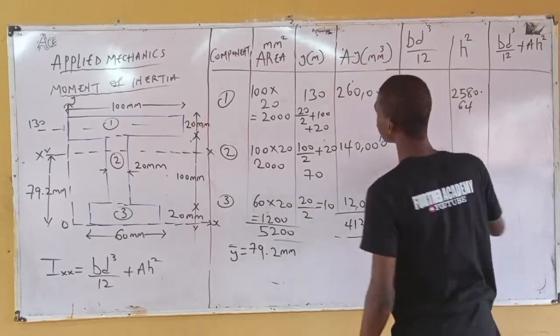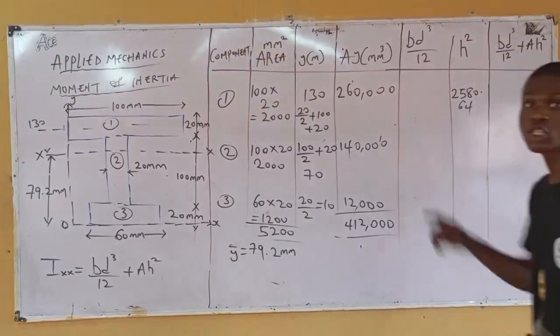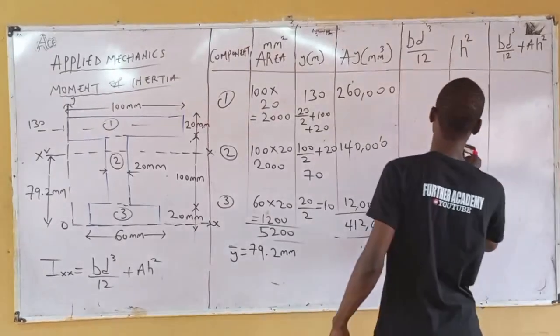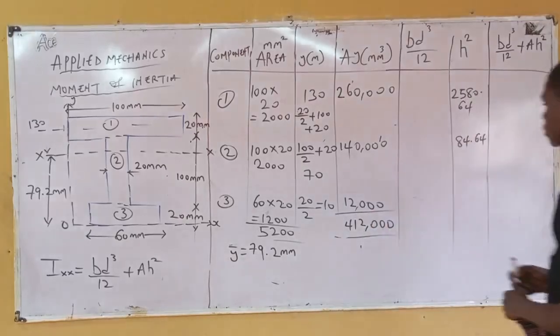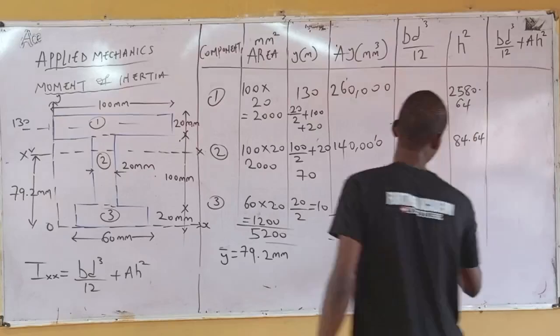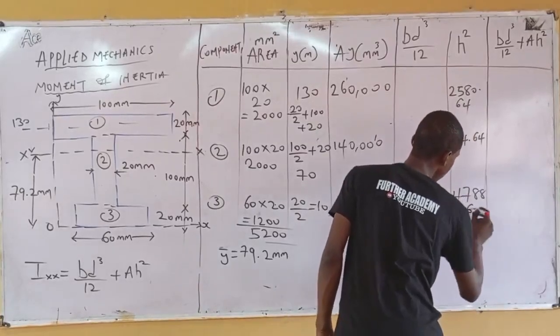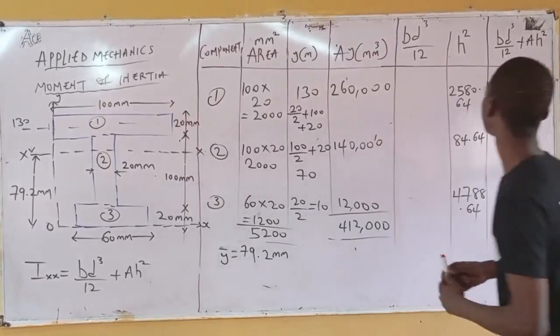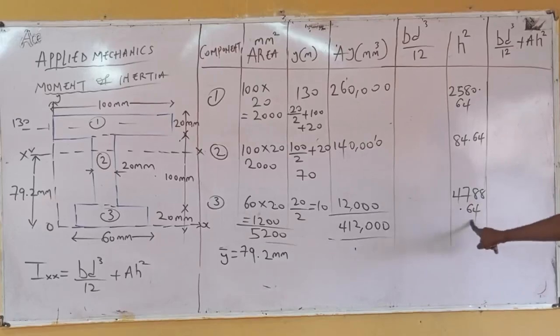2580.64. The second H of component 2 is what? 84.64. The square. What do you have? 84.64. H of component 3 is what? 4788.64. Now we've gotten the H square of each component, component 1, component 2, and component 3.